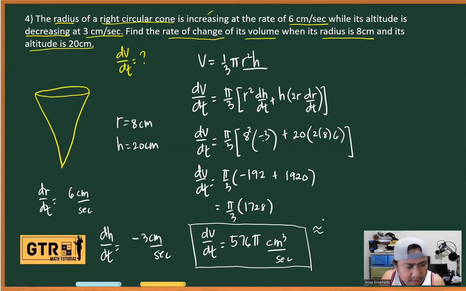or approximately, so 576 times pi lang yan, so that is 1,809.56 cubic centimeter per second.